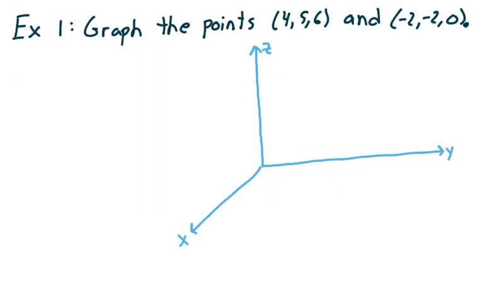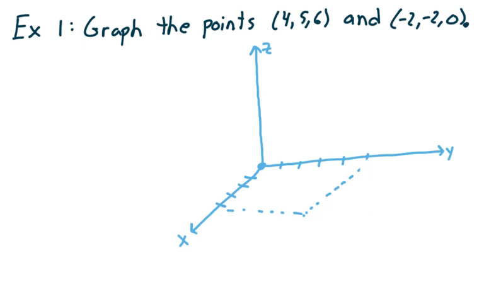Let's take a look at example 1. Suppose I ask you to graph the points 4, 5, 6, and negative 2, negative 2, 0. Now, to plot 4, 5, 6, I'm going to start at the origin, and I'm going to move 4 units along the x-axis. Now, I'm going to move 5 units along the y-axis. Remember, we're in 3 space, so notice my line is not going to go perfectly up and down.